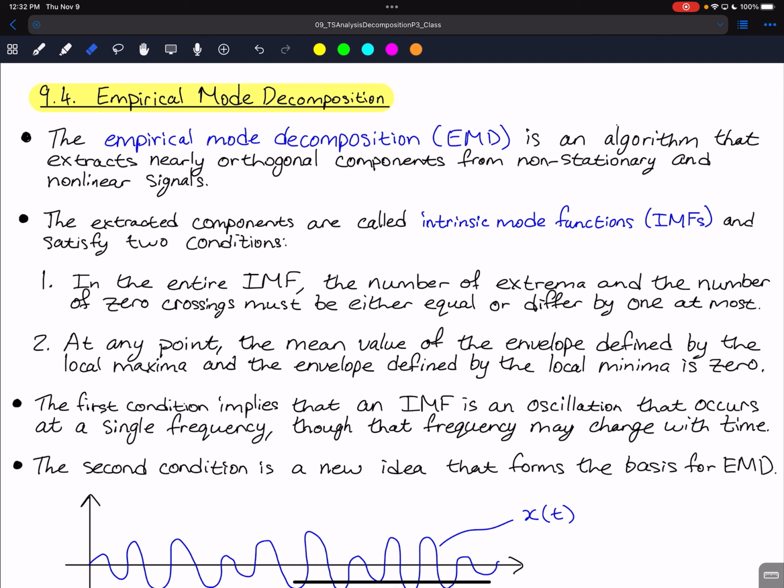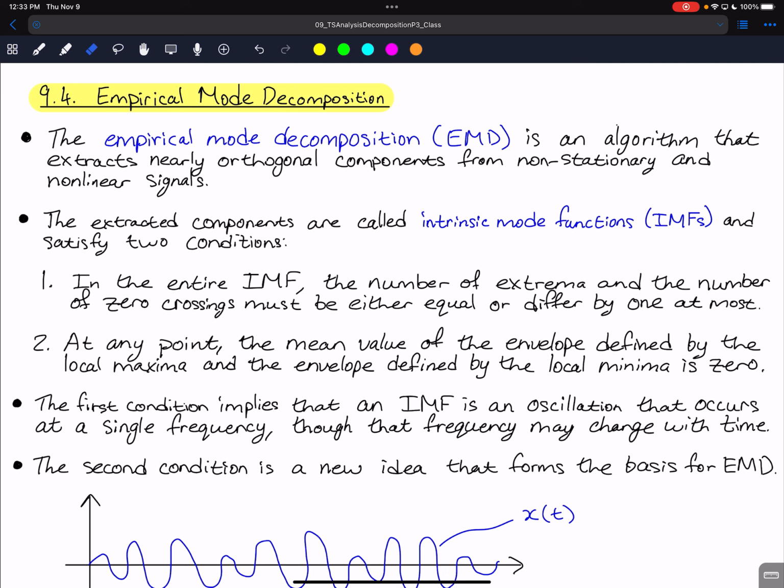These intrinsic mode functions are going to satisfy two conditions. First, in the entire IMF, the number of extrema, that means maxima and minima, and the number of zero crossings must either be equal to each other or differ by one at most, meaning that it's an oscillatory component that occurs at a single frequency. And that doesn't mean that that frequency can't change over time. It just means that there's only one component or one characteristic frequency associated with the IMF at a particular time.